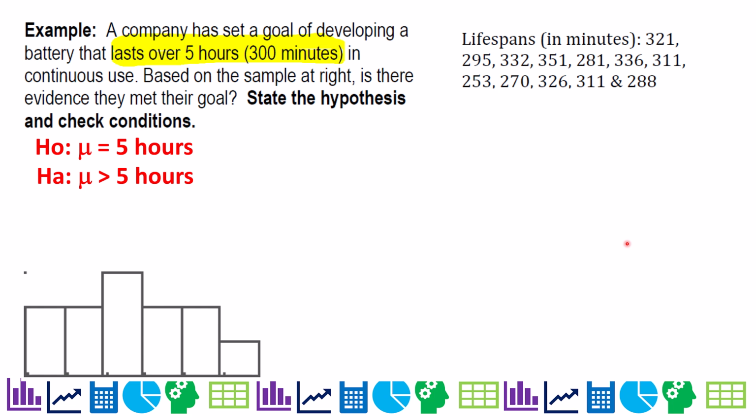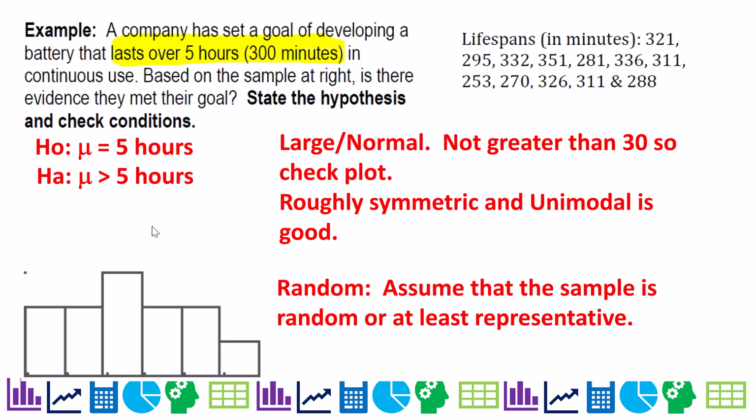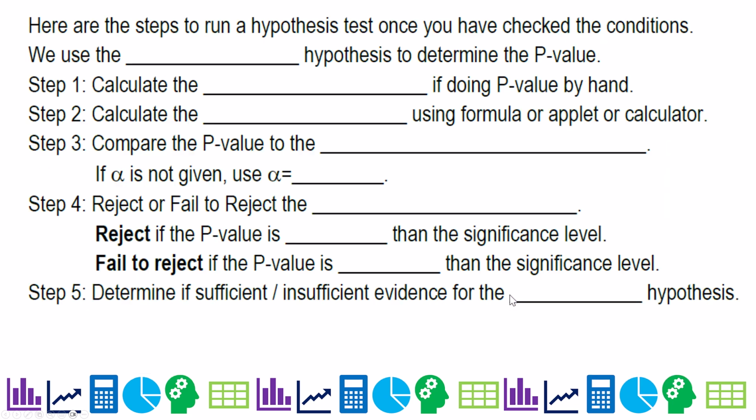First, we'll check the large normal condition. So our sample size is not greater than 30, so we have to check the plot, which is roughly symmetric and unimodal. So we're good. All right. In this case, we also need that the sample is random or at least representative. The whole point of randomization is to make sure that our mean is not biased and that our sample is representative. It's not telling us up here, so we're going to have to assume.